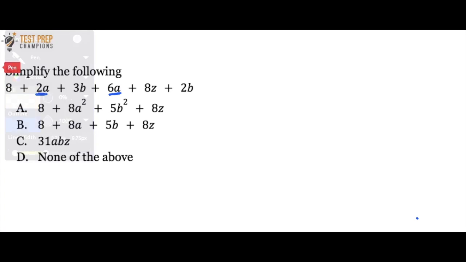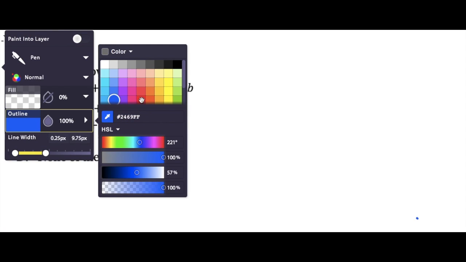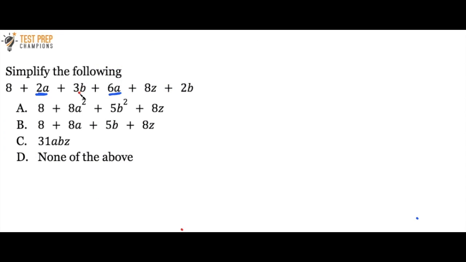So let me change my colors. Let's go with red here. So everything with a B, I can also add that. So this 3B and this 2B, I can add B's. Now 8Z, I don't see anything else with a Z, so I can't add that to anything. Same with this 8. Since this 8 doesn't have an A or a B, I can't add this to anything.